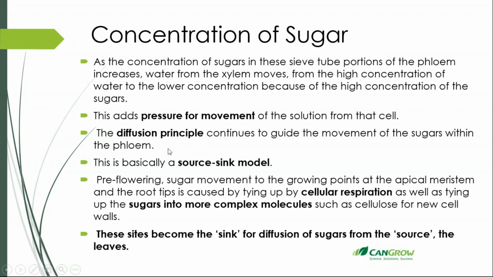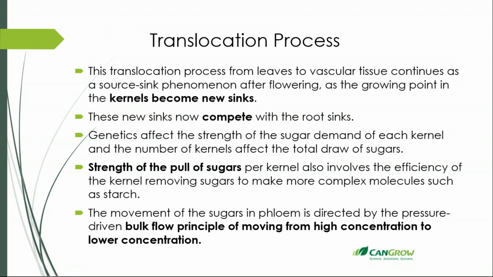So we understand this basic understanding of the source, the leaf, and the sink, various other growing points of that plant. This is pre-flowering. It's all based on the diffusion principle, which is based on the concentration of sugars in the phloem tissues in regards to the uptake of water to the xylem tissue. So we have the transportation. Now, how about the translocation? So we have it in the phloem.